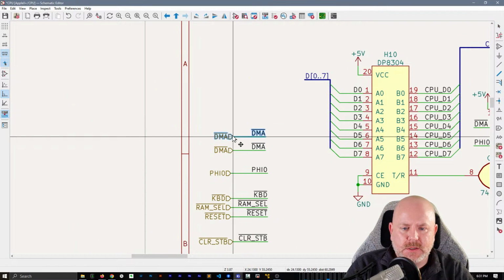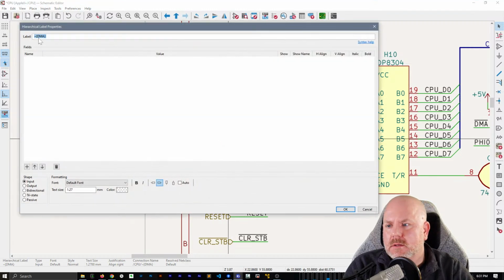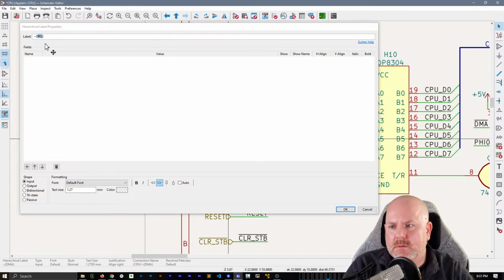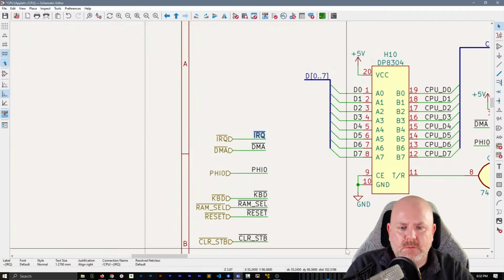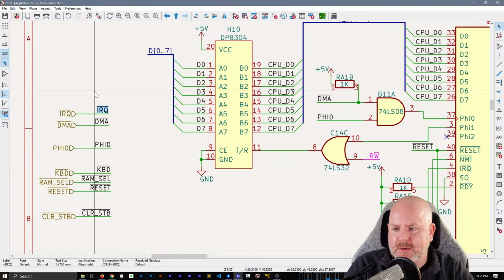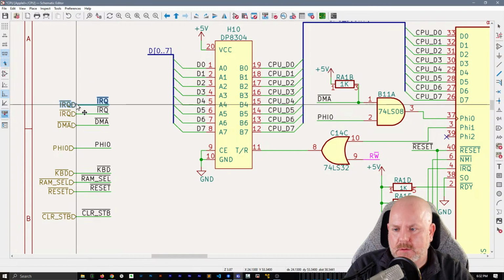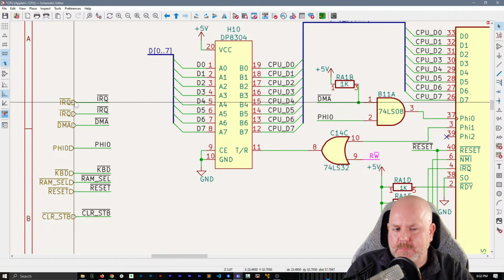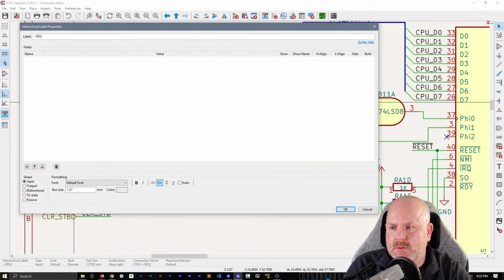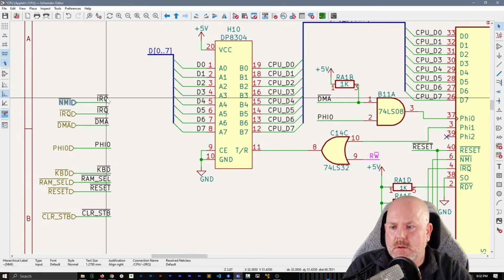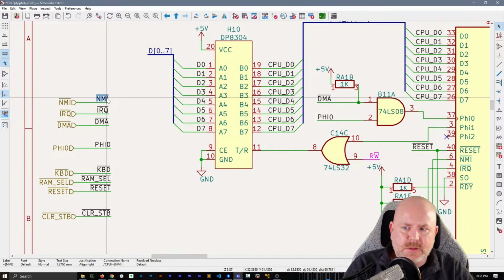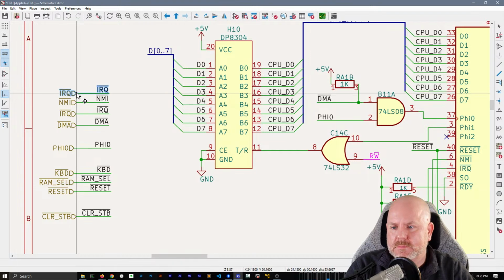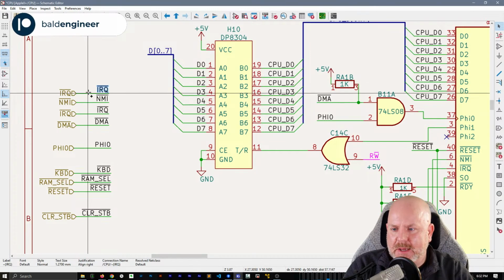So I'm just going to do it this way. Let's change this to IRQ. Change this to IRQ. Okay, IRQ. And then let's see, what else do we need? We need NMI. Yeah, these are all inputs. NMI and then ready. So NMI is non-maskable interrupt.